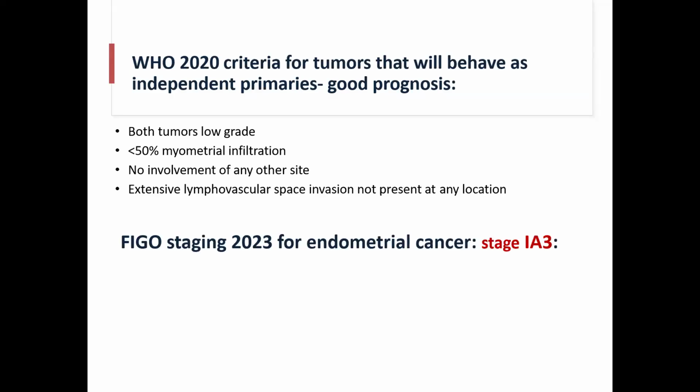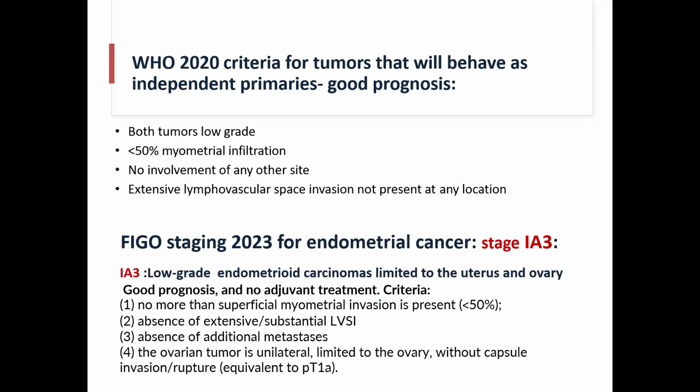And the FIGO staging 2023 for endometrial cancer assigned a stage 1A3 for these cases: low-grade endometrioid carcinoma limited to the uterus and the ovary with all these features, and in addition the ovarian tumor is unilateral, limited to the ovary without capsular invasion or rupture. So it is equivalent to T1A. So if any one of these criteria is lost, we will say that this tumor is metastatic from the endometrium, and this is a stage 3A.